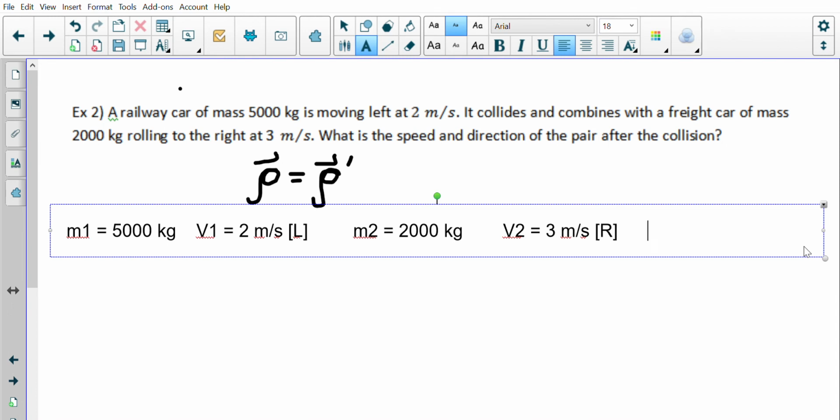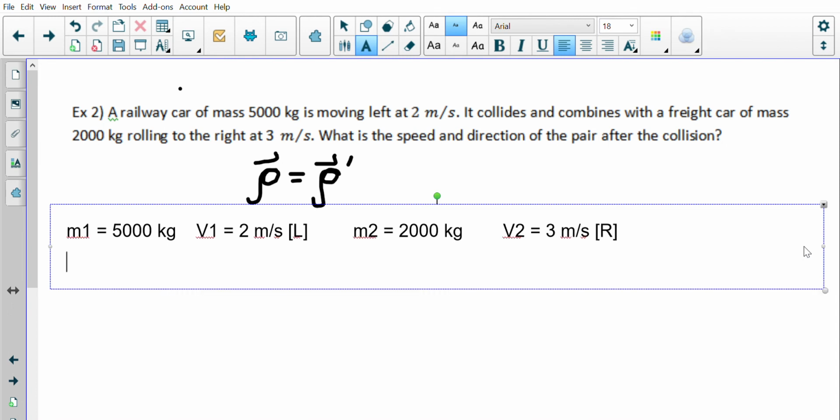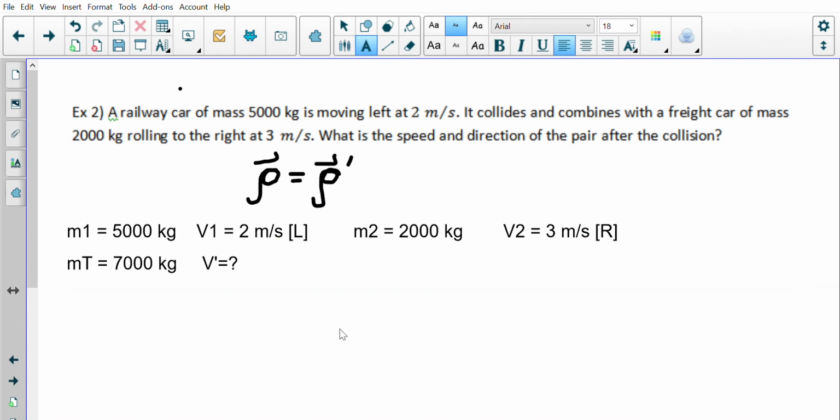Now, a couple of things we do know is that they collide, and so we're going to have a total mass, because they become one object. When they collide together, they become 7,000 kilograms. And what we want to know is the speed and the direction of the pair afterwards. So I'm just going to call it V prime. It's V1 and 2 together, and after the collision, that's why we have that prime there.